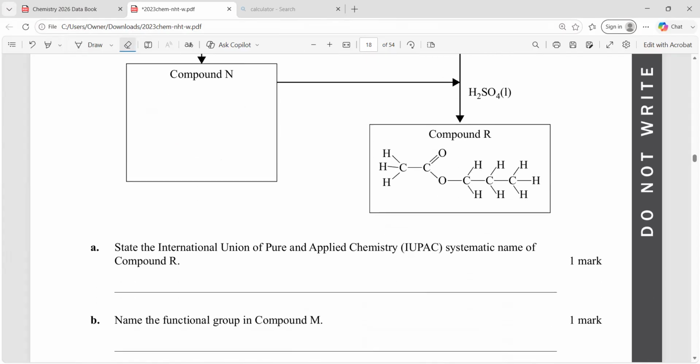Of compound R. So here, whatever side is facing, so this oxygen basically signals the start of the alcohol. So there's one, two, three. So it's propanol that it started with. And then there's two carbons here, which indicates the acid. So it's just propyl ethanoate.